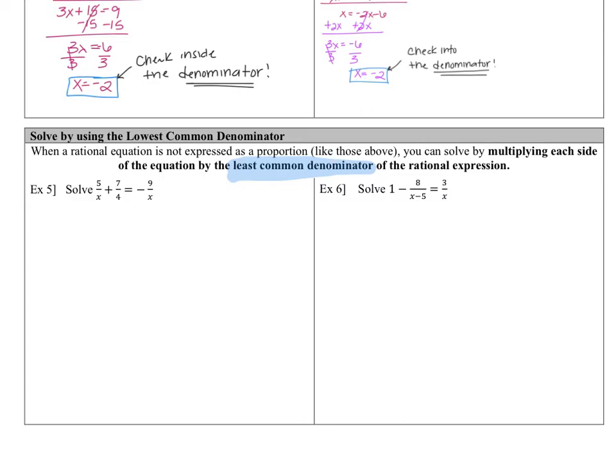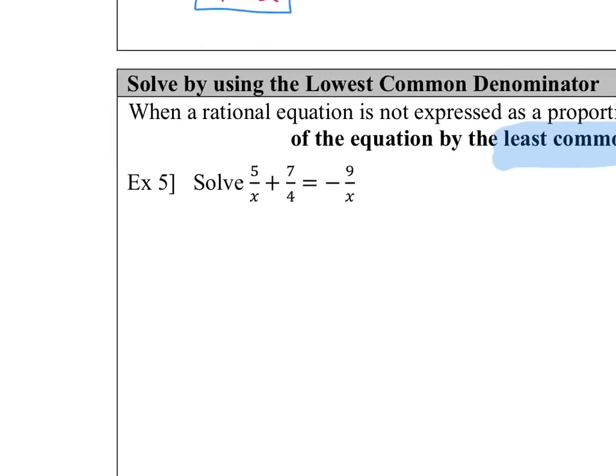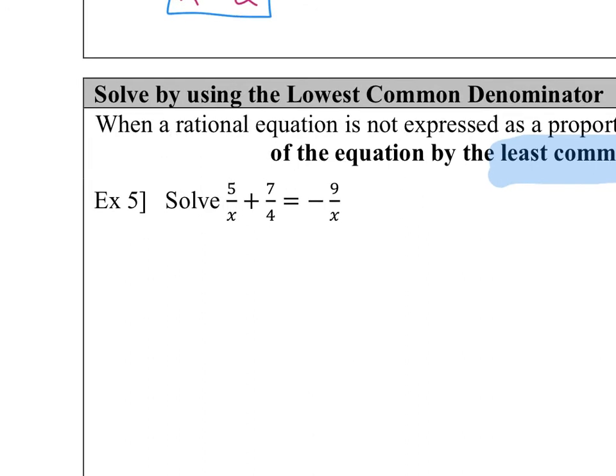So let's look at example number 5. Solve 5 over x plus 7 over 4 equals negative 9 over x. So before we can do this, we have to figure out what our least common denominator is. So we're going to abbreviate that as LCD.